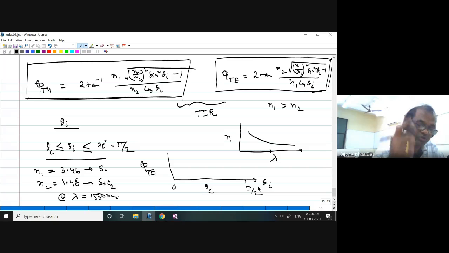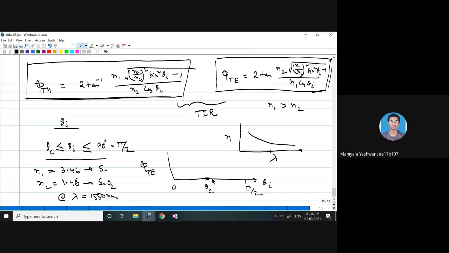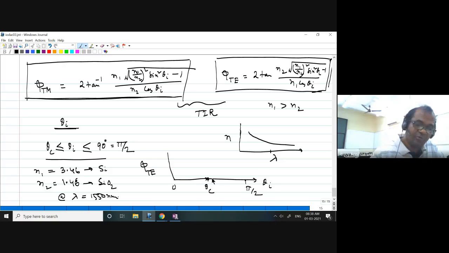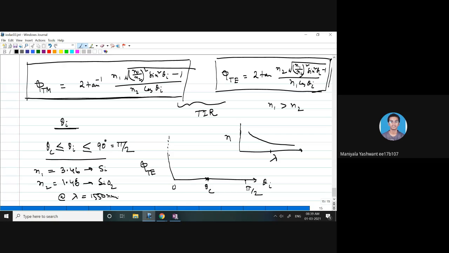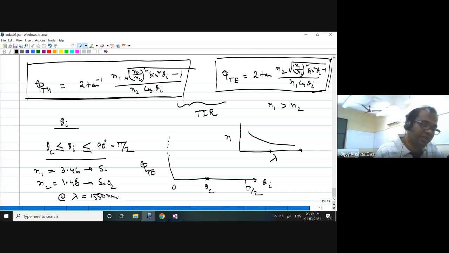0. Fine. So one value is fine. This is one value I am getting here. What would be the value at pi by 2? If I just put theta equal to pi by 2, sin theta equals 1, right? And cos theta is equal to 0. So then it is infinity. So 2 tan inverse infinity means how much?